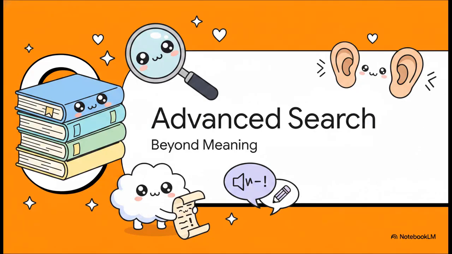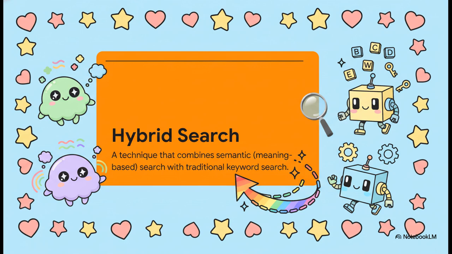Okay, let's level up and look at some more advanced search strategies. Because searching by meaning, what we call semantic search, is incredibly powerful, but it's not always enough. Sometimes you need more than just the general vibe, you need the exact words. And this is where hybrid search comes in. It's really a best of both worlds approach. It combines that powerful, meaning-based semantic search with the good old-fashioned precision of keyword search.